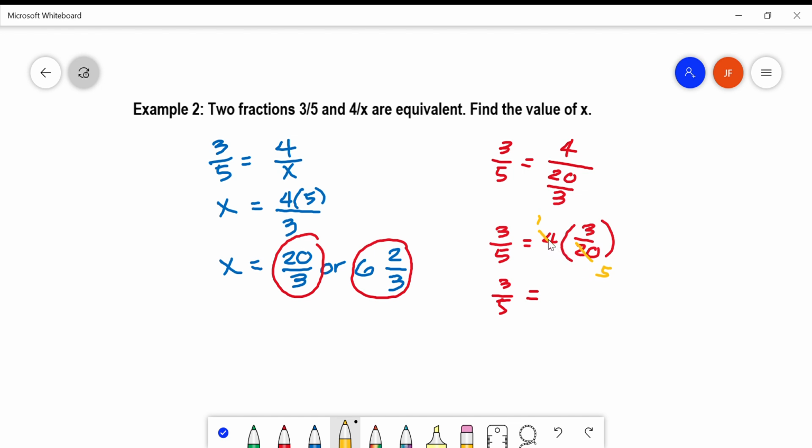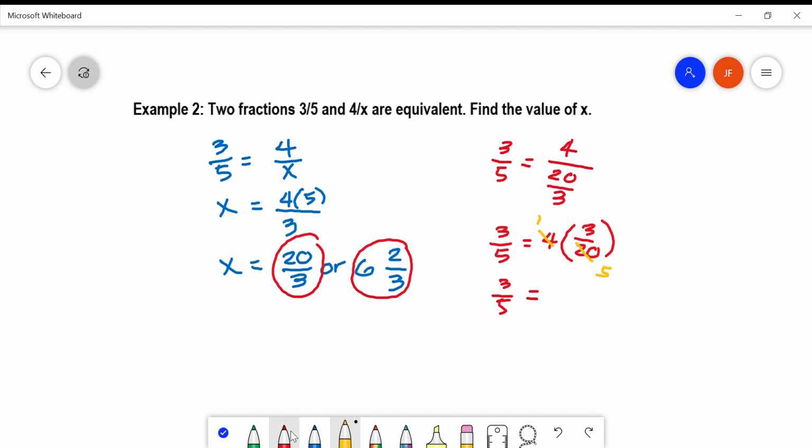Or the factor of 4 is 4 times 1. The factor of 20 is 5 times 4. So we take the 4 common factor to both. So 1 times 4 becomes 1. The 5 times 4 becomes 5.